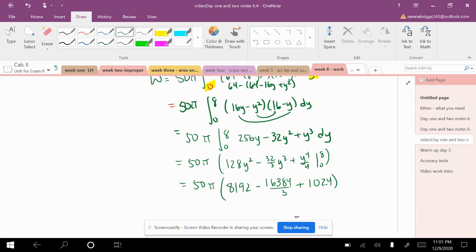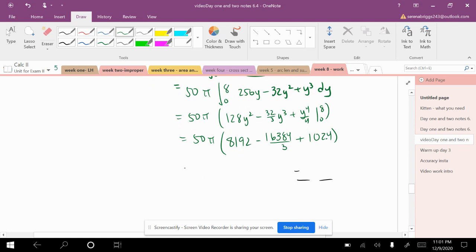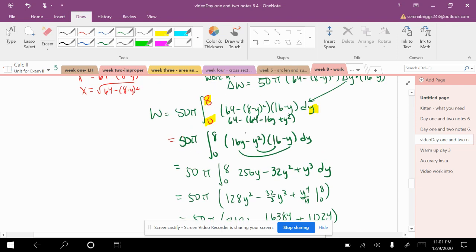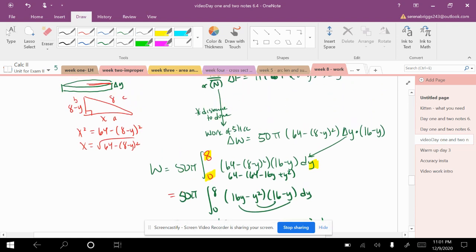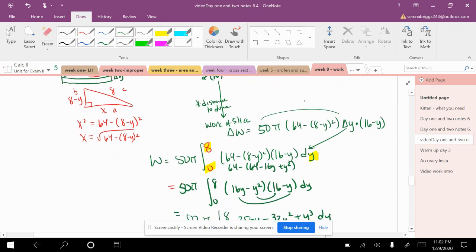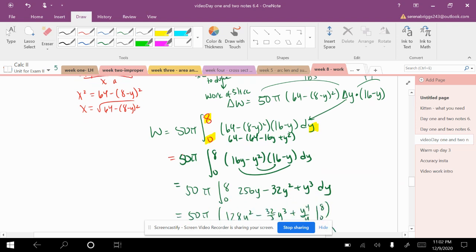And if I add all that up, multiply it out, et cetera, I end up getting 50 pi times 11,264 over 3, or approximately 589,782. And that would be foot pounds when I do a unit analysis of what's going on here. My force units, remember, were in pounds, and I was multiplying that by feet, by distance. So it's foot pounds.